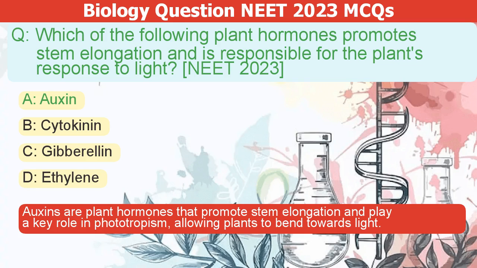The correct answer is A. Auxins are plant hormones that promote stem elongation and play a key role in phototropism, allowing plants to bend towards light.